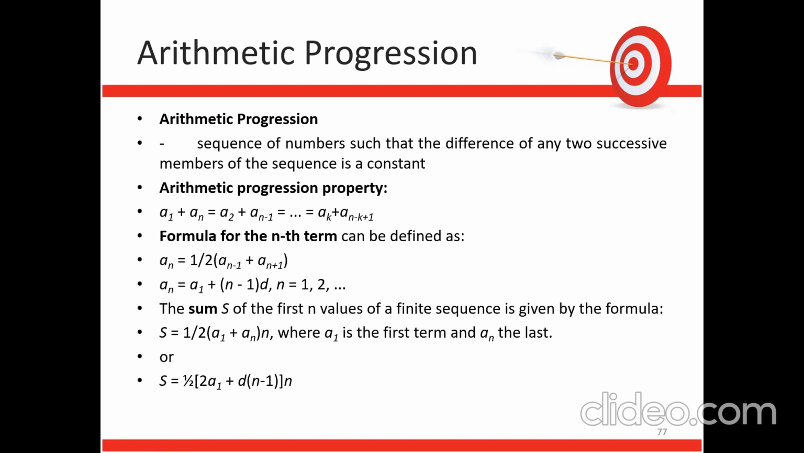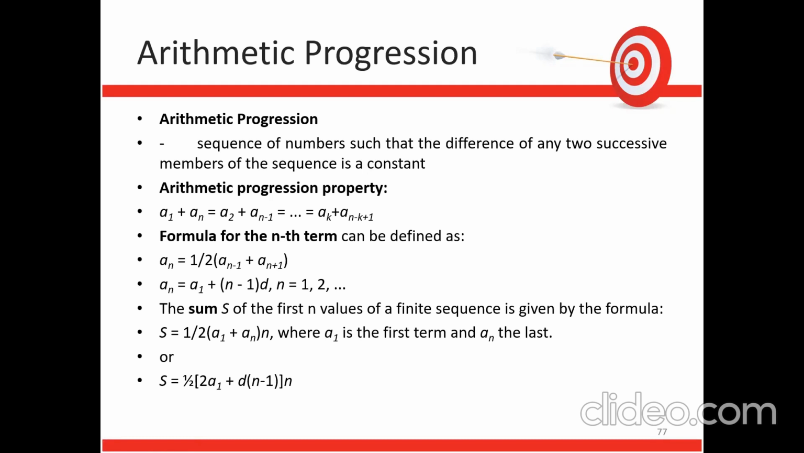From there, the formula for the nth term can be defined as a sub n is equal to 1 half of a sub n minus 1 plus a sub n plus 1, where a sub n is also equal to a sub 1 plus n minus 1 times d, where n is equal to 1 up to t in the nth term.